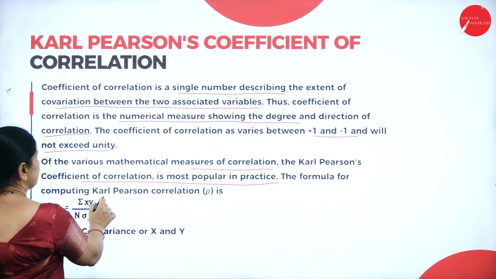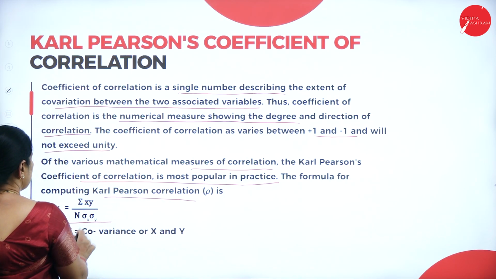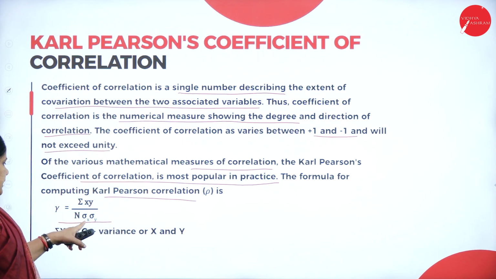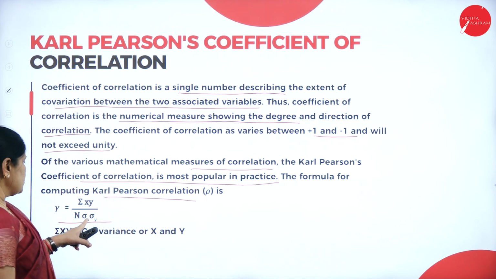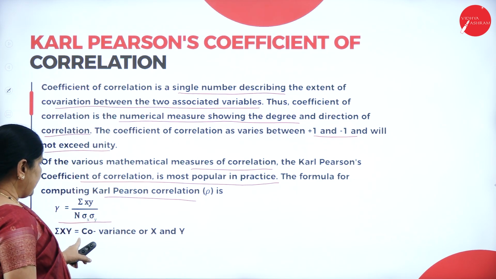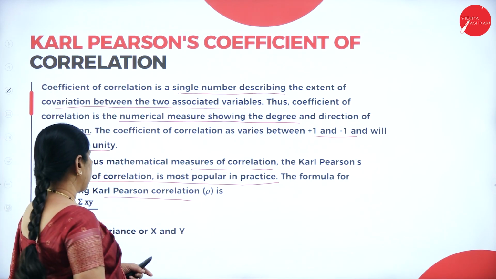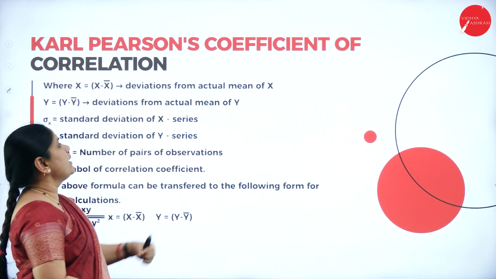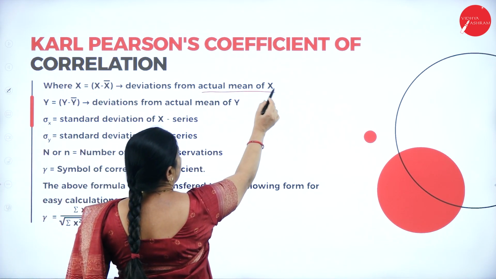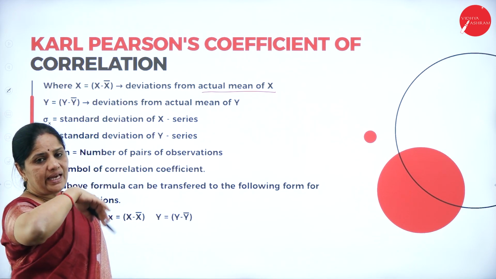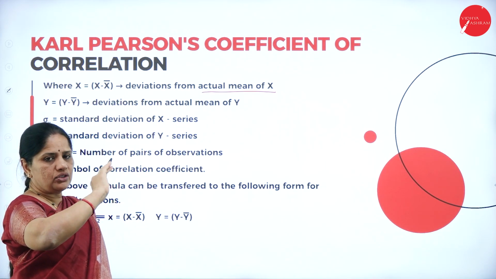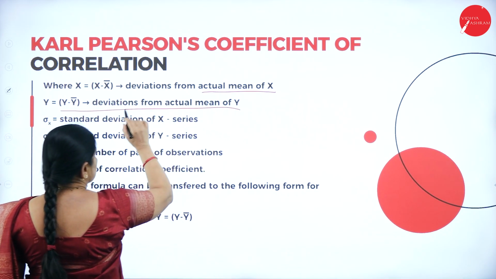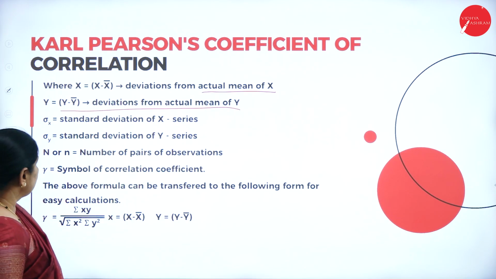The formula for computing Karl Pearson's correlation is, so the symbol is here, sigma xy divided by n into standard deviation of x into standard deviation of y. So, sigma xy equals covariance of x and y, where x equals x minus x bar, that is deviation from the actual mean of x. So, when you have the x values, you find out the mean, then find out the deviations. Then we have the y values, so deviation from the actual mean of y.